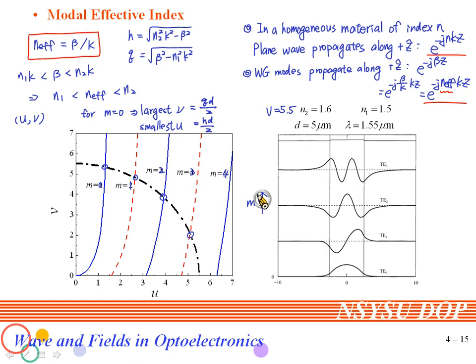So as m increases, we will have smaller beta. As we decrease the mode order m, we will have larger beta. Okay, so the M0 mode will have the largest value of beta. By the definition of NEFF, this also means that the M0 mode has the largest NEFF. So let me write down the NEFF of each mode.